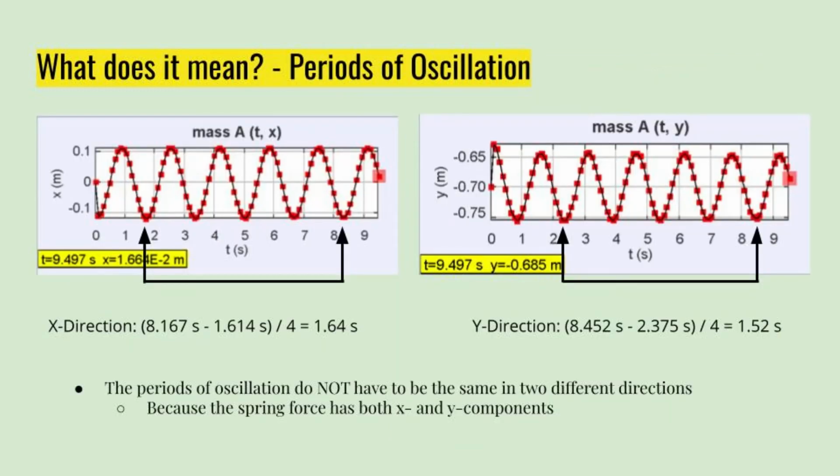Lastly, we need to discuss the periods of oscillation in this experiment. There are actually two different periods of oscillation, one in the x direction and one in the y direction. You can use either graph to calculate the period, but you will get a different result. These two calculations from the Tracker motion graphs show that the period for the x direction is 1.64 seconds, while the one for the y direction is 1.52 seconds.